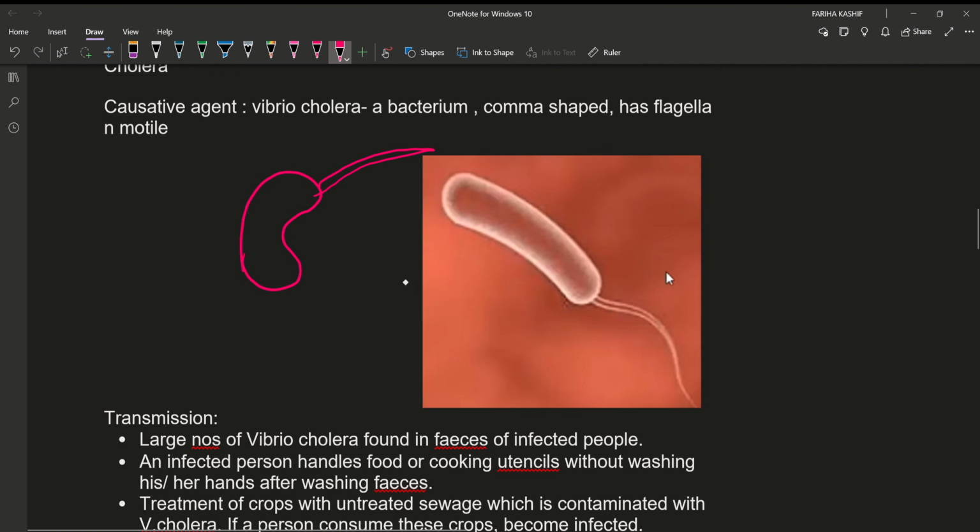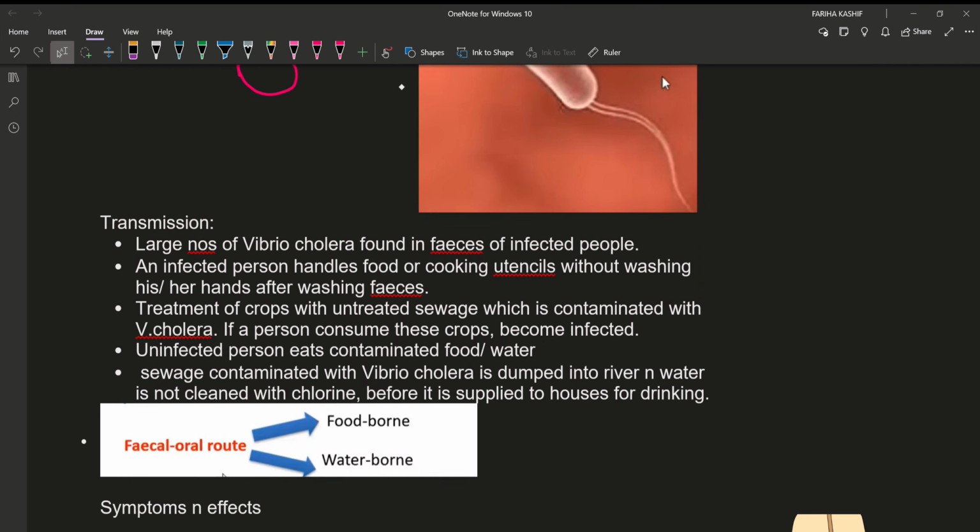Now, transmission. A large number of Vibrio cholerae is found in the feces of infected people. An infected person handles food or cooking utensils without washing hands after passing feces, or crops are treated with untreated sewage contaminated with Vibrio cholerae.